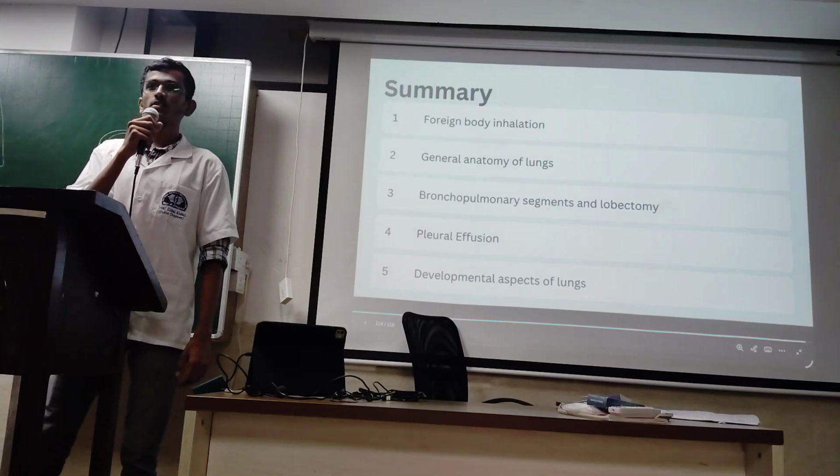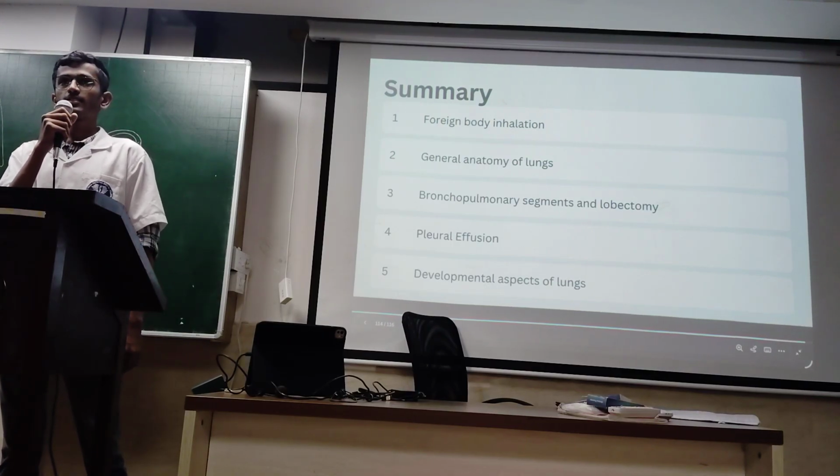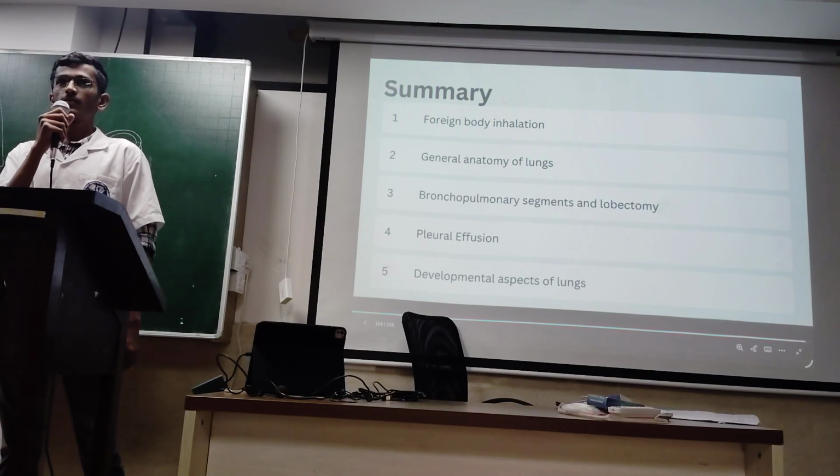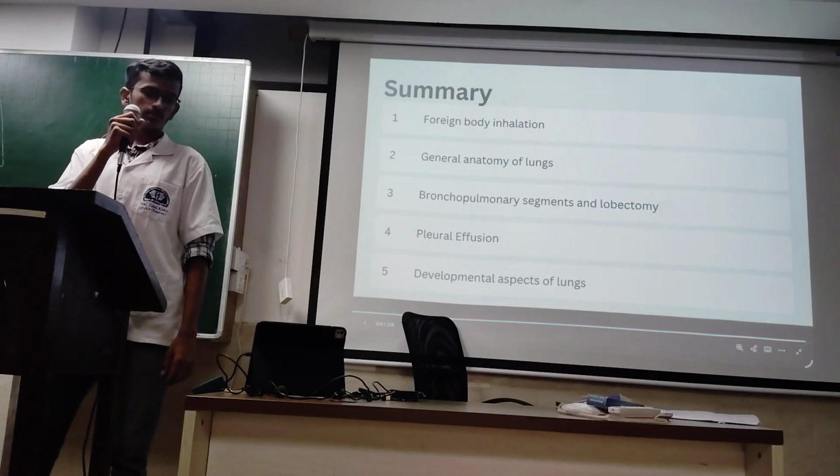Second is the general anatomy of the lung. The lungs are present in the thoracic cavity, which is separated by the mediastinum. The right lung has 3 lobes while the left lung has 2 lobes. And the primary function of the lungs is gaseous exchange.